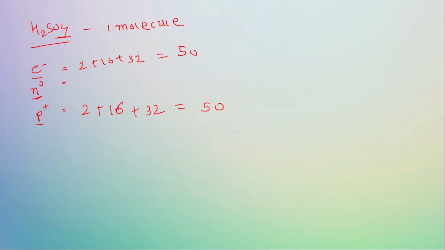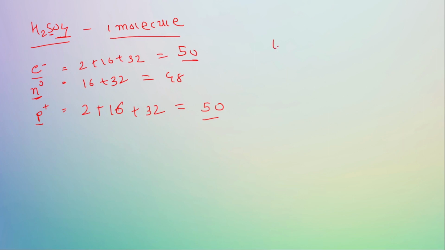But neutron, in hydrogen, neutron is absent. So the 2 is absent, meaning we have to write 16 plus 32. Why? Because sulfur has the same number of protons and neutrons, and also oxygen has the same number of protons and neutrons. So 16 plus 32 will be equal to 48 neutrons. So we have got the proton, neutron and electron numbers in one molecule.